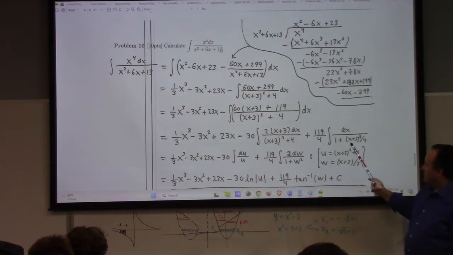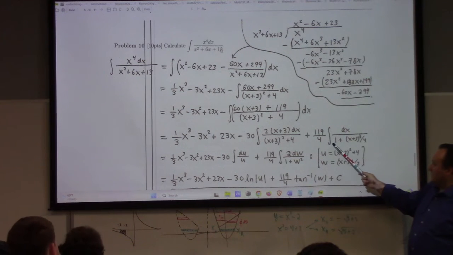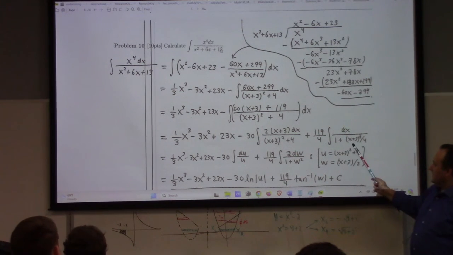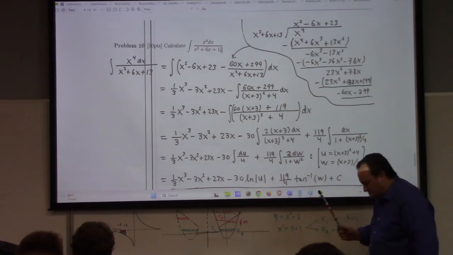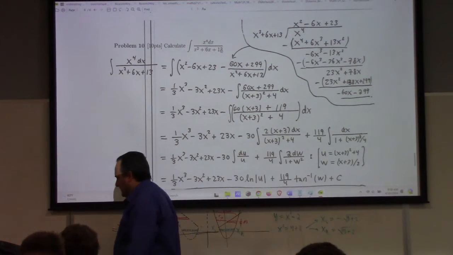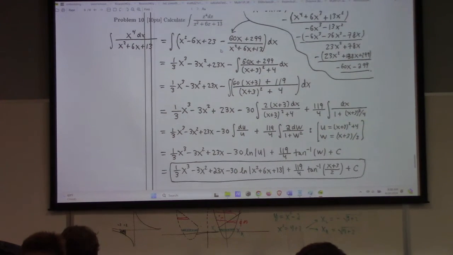I factored the 4 out because I know I want to make this an arctangent, an inverse tangent integral. So I got to factor that 4 out to get a 1 here, 1 plus the w squared. And that gives me this. And then I undo the substitutions. And lo and behold, there's your answer.